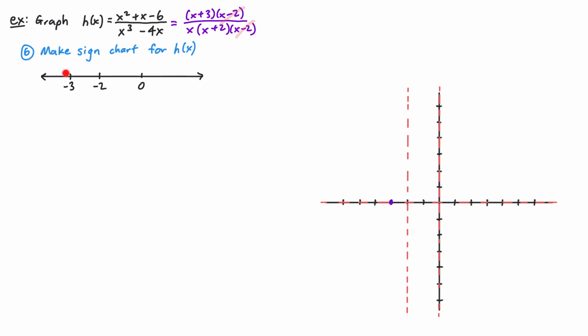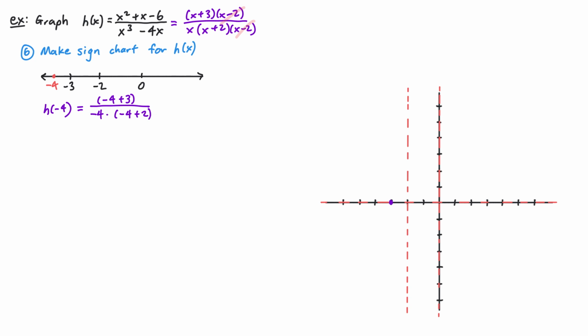Let's start with the leftmost interval here. We want to look at x values less than -3. So for example, we can pick x equals -4. Let's evaluate that in our function. H of -4, we can plug it either into the original function or the factored and canceled version of our function. So let's plug it into the factored and canceled version. In the numerator, we have -4 plus 3. In the denominator, we have -4 times -4 plus 2.